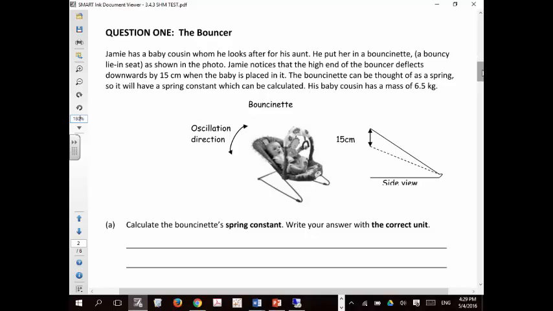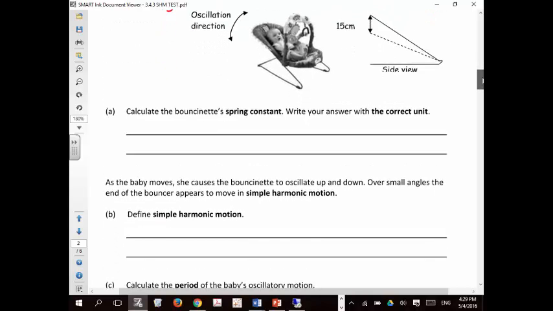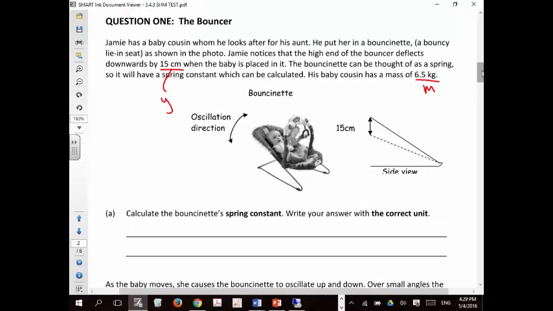Jamie notices that the high end of the bouncer deflects downwards by 15 centimeters when the baby is placed in it. So this is going to be Y. The bouncy net can be thought of as a spring, so we'll have a spring constant which can be calculated. The cousin has a mass of 6.5 kgs, that's an M. Okay, so calculate the bouncy net spring constant. Write your answer with the correct unit.